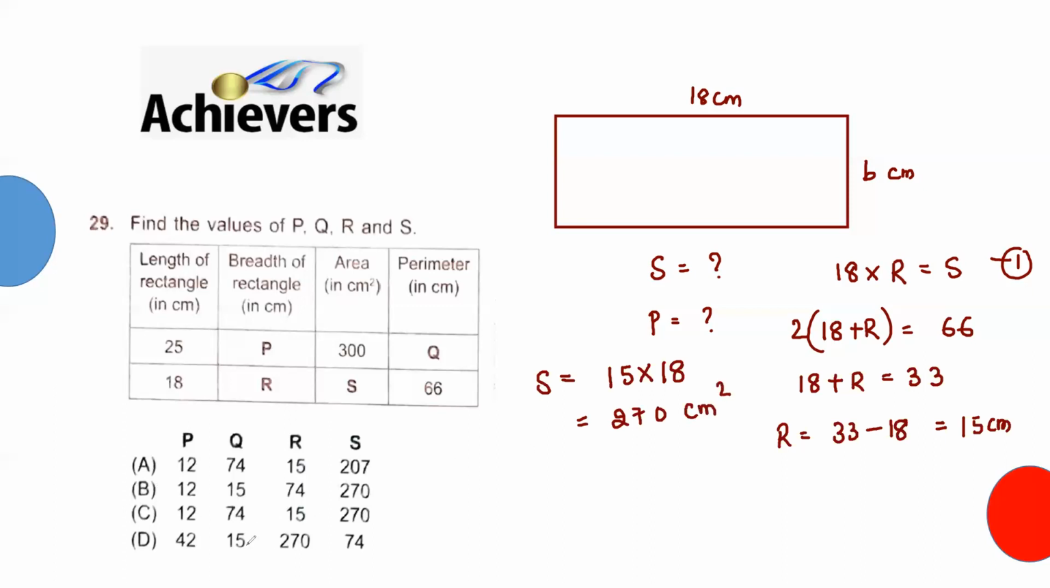So how much did you get? What will be the answer for this question? You got C, because 12, 74, 15 was okay, but here it was 207. Very close options they will give, you cannot even guess it. So you have to be very thorough with the concept, then only you can solve the questions. Take a note and let's go to the next.